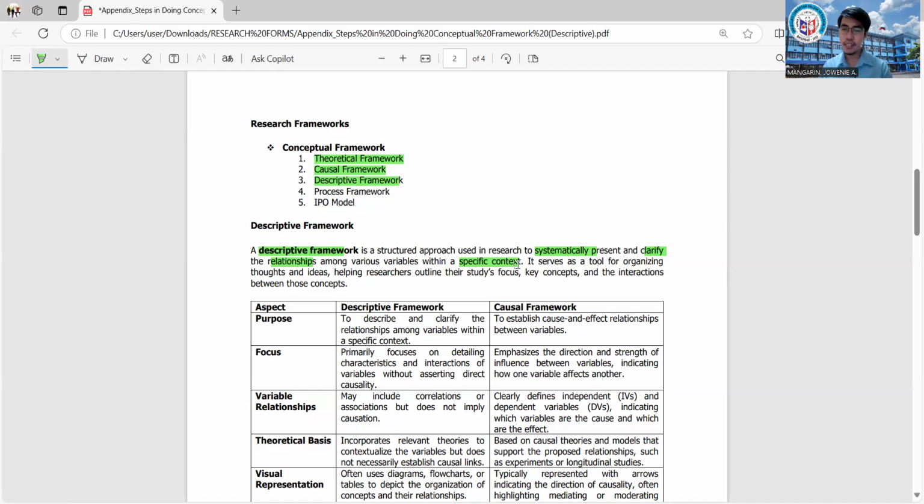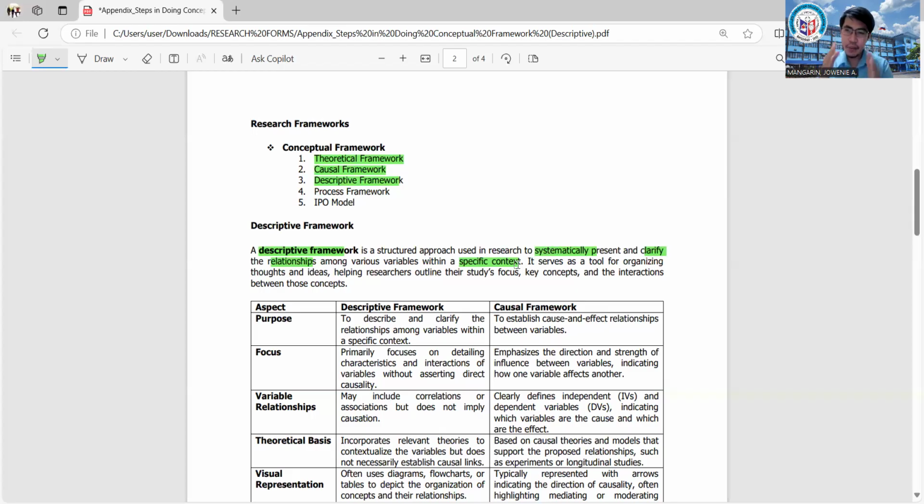And take note of this, in descriptive framework, we cannot determine what type of relationship exists among our variables. Hindi natin kayang malaman kung anong relationship ba ang nag-exist between our variables. But on the other hand, we can just describe and clarify the relationship that exists among our variables.